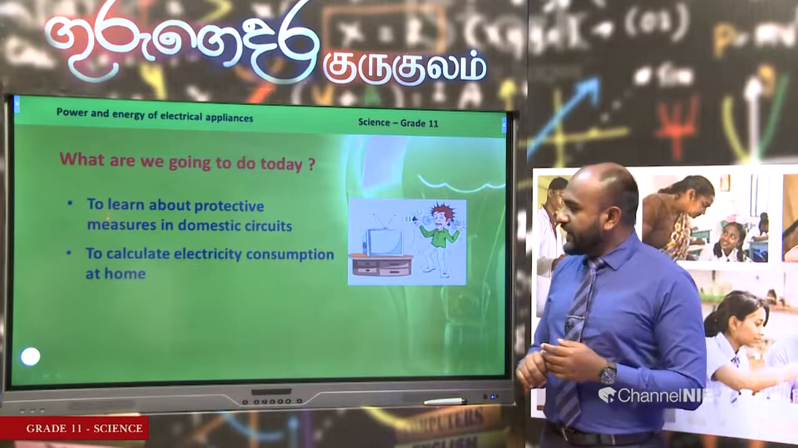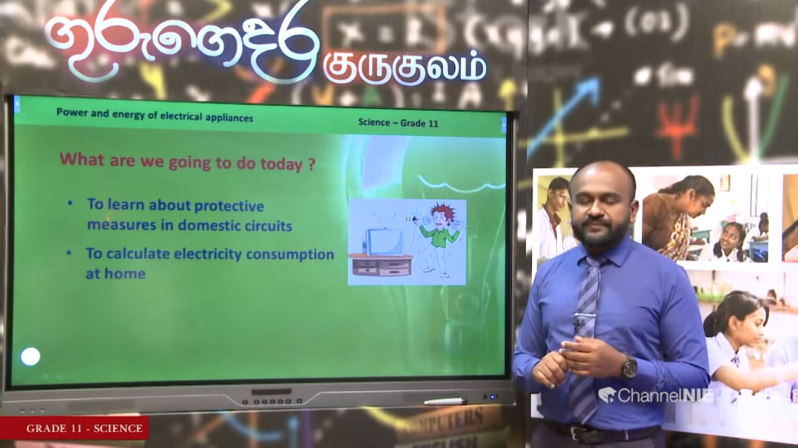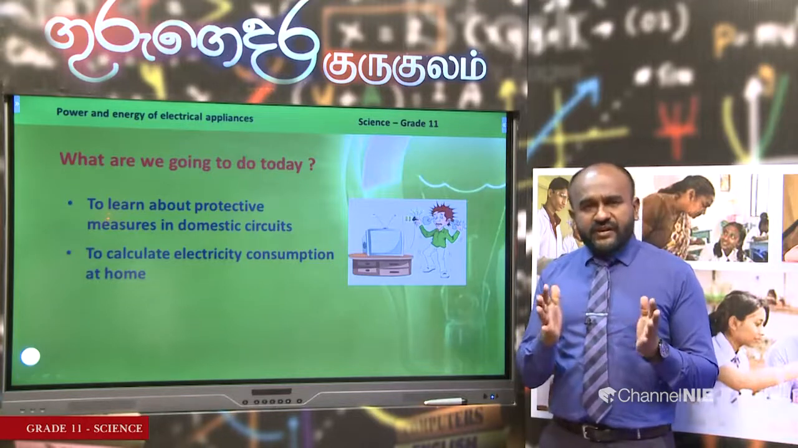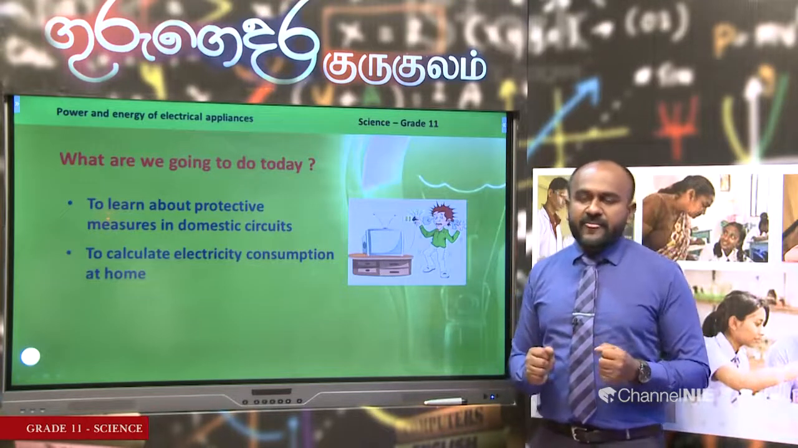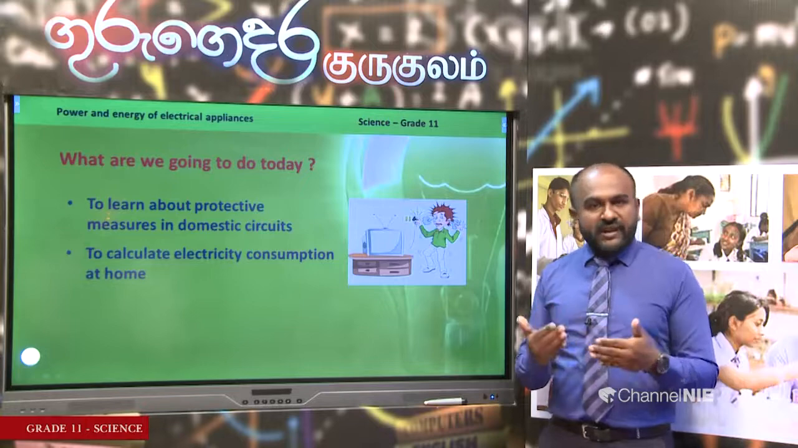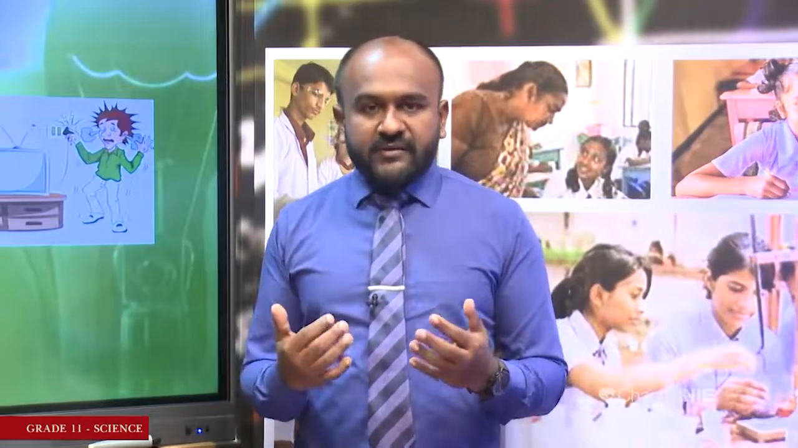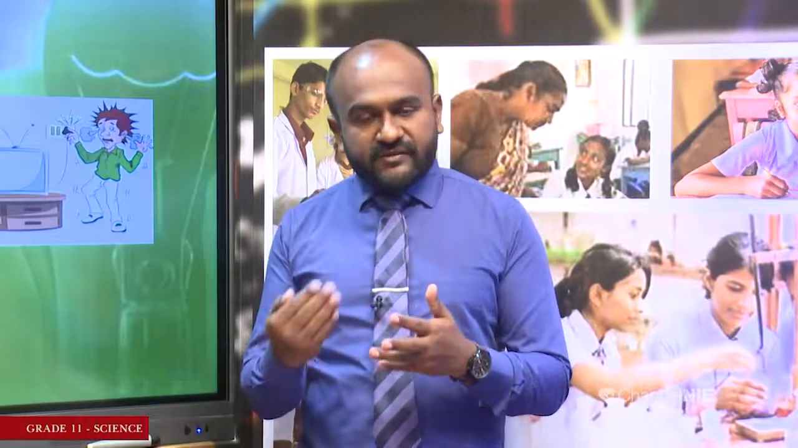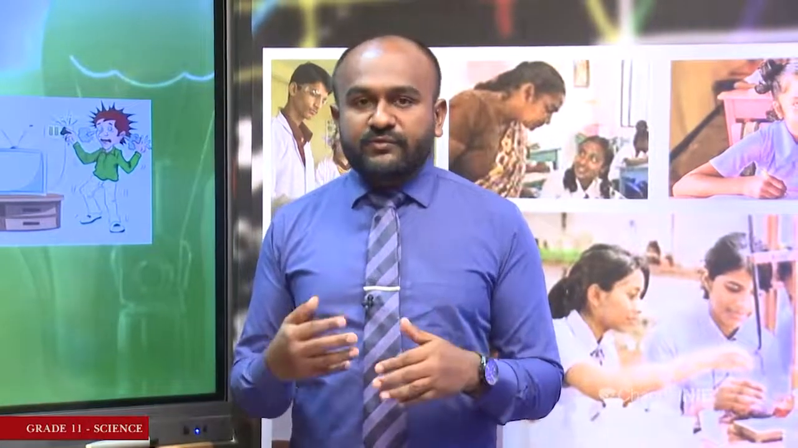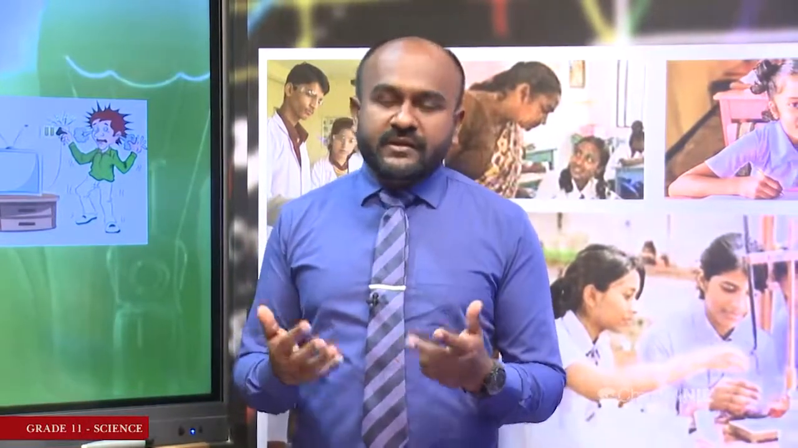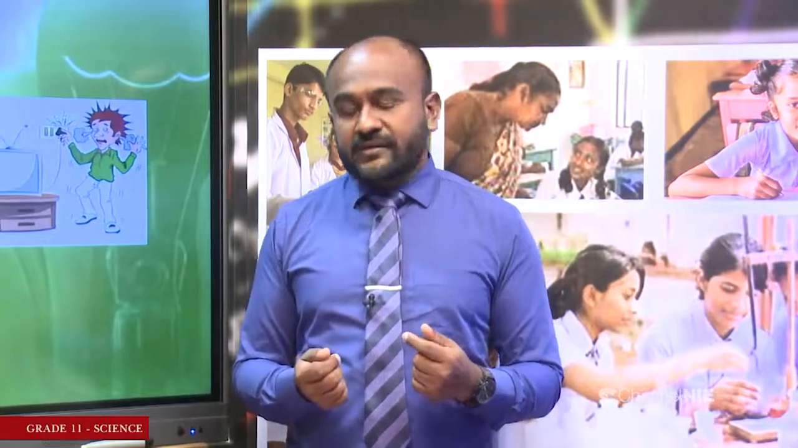To calculate electricity consumption at home. This is already done by the electric meter, but we also should have an idea. Having an idea always helps us, right? The electricity board gives us the bill, but sometimes there can be instances where they also go wrong. So, if we know how to calculate, then we can even question it, right?